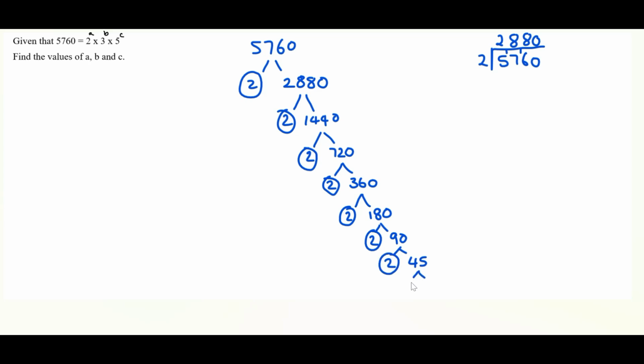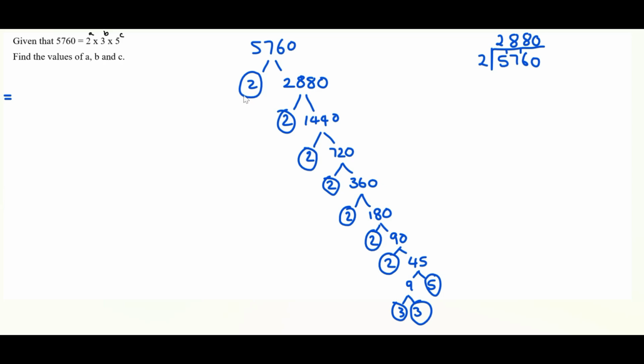45 can be a product of 9 and 5. 5 is a prime number. And for 9 we can do 3 and 3, which is the end of our factor tree. Now we need to write down all of these numbers out, and because there are a lot of numbers here, we can write down indice form straight away.